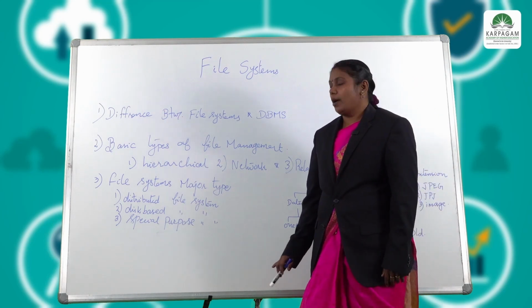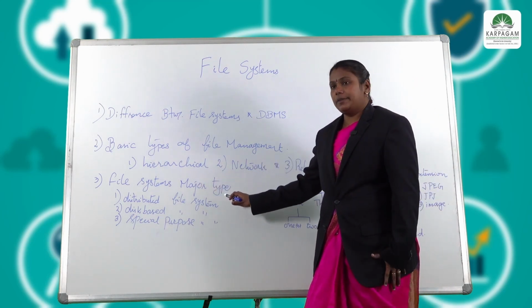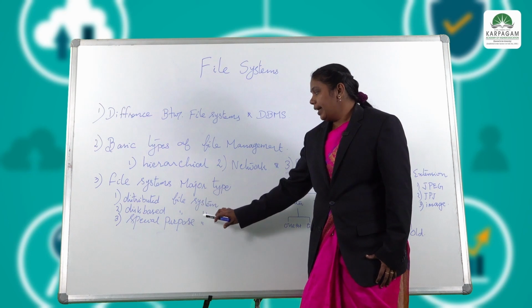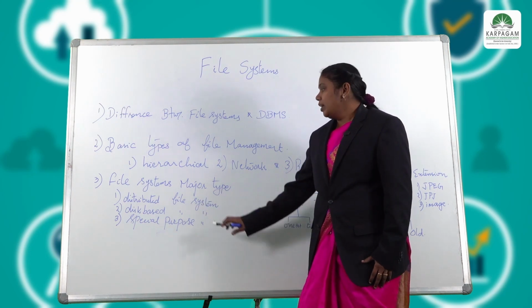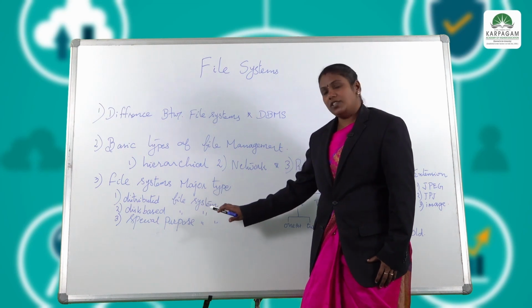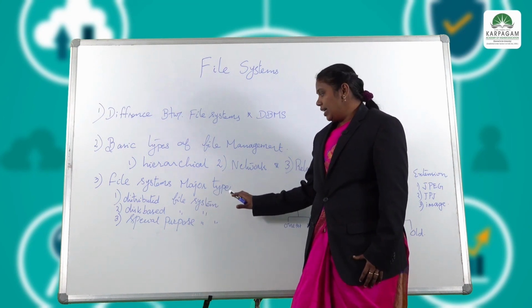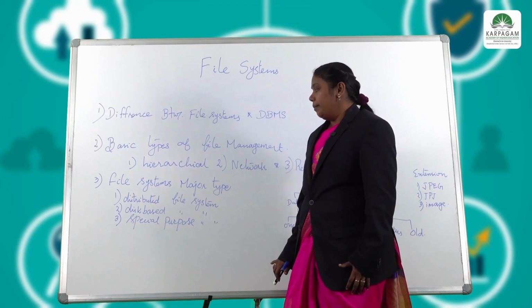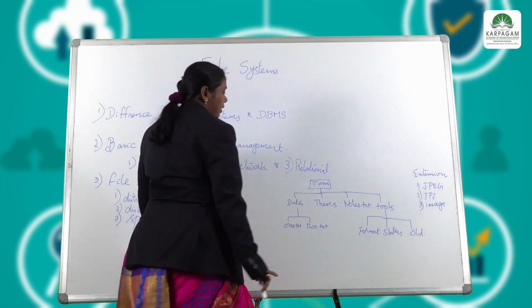Next, we will move on to the major types of file systems. There are three different kinds of file systems: distributed file system, disk-based file system, and special-purpose file system. These three are the major types of file system methods.